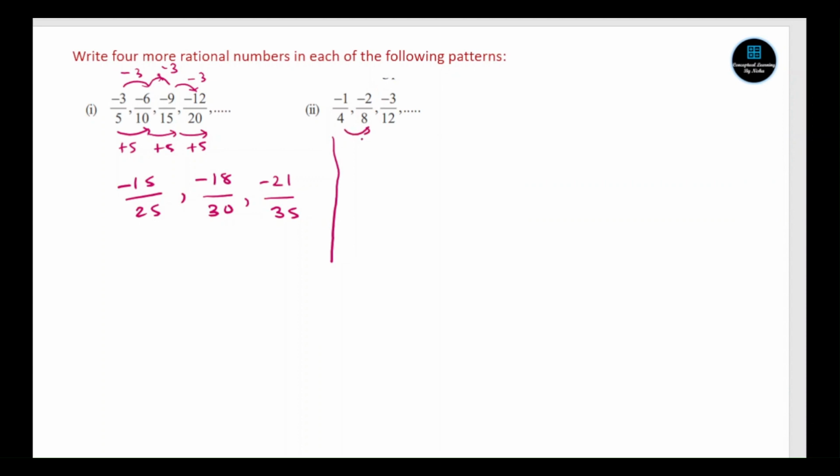Now, the second one. Let's understand the pattern. Here again the 4 stays constant. Correct? Adding 4. And here just adding minus 1. Right? So what can I write? The next 4 numbers. Okay, we have to write 4 more. So I'll write minus 3 upon 12 also. Here now minus 4 and 16, right? Then minus 5 and 20. Then minus 6 upon 24. Minus 7 upon 28 and so on, right? So we can write so many. Correct? Alright.